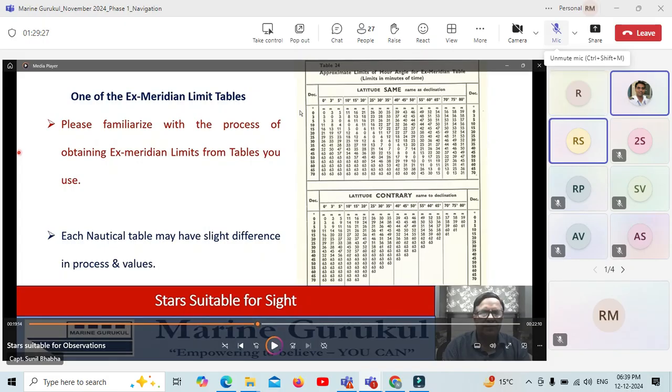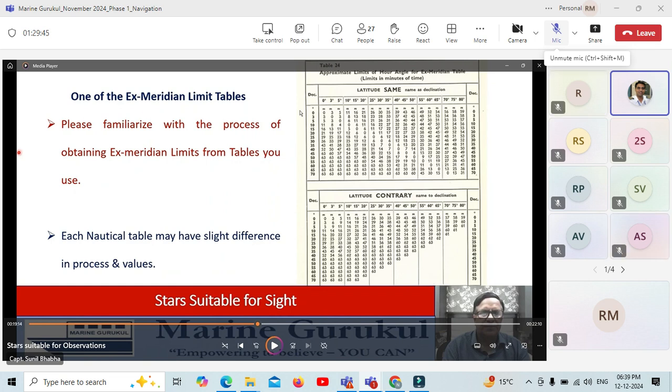Screen hang ho gaya hai? Can you see the X meridian limit table, beta, on the screen? Yes, sir. Yes, sir. Okay, all right.